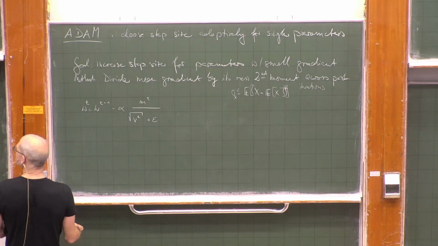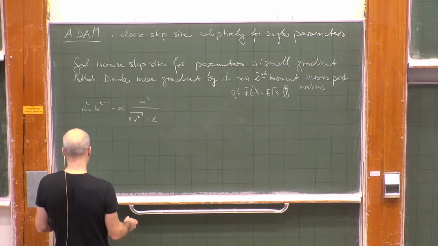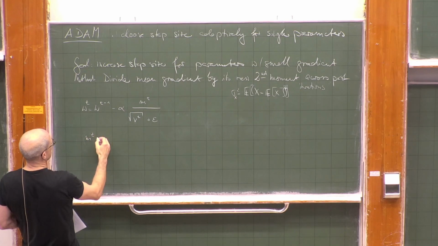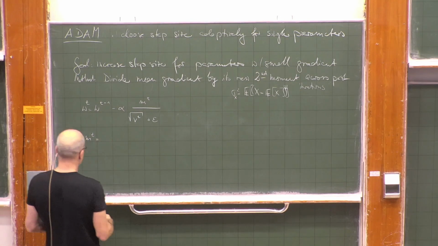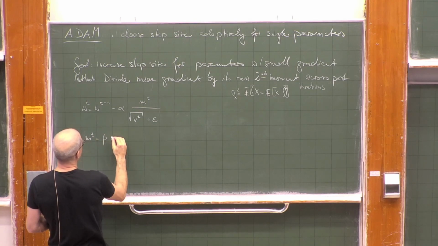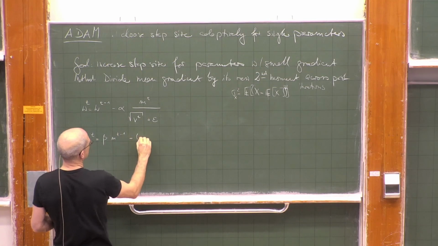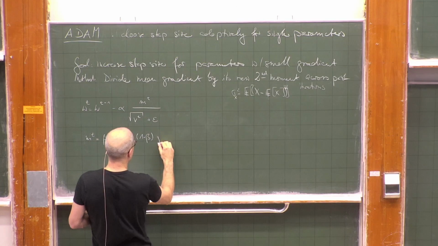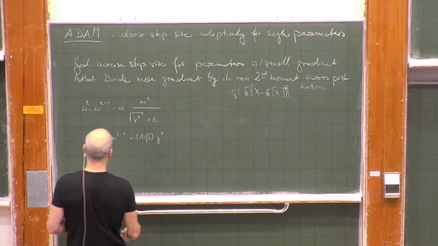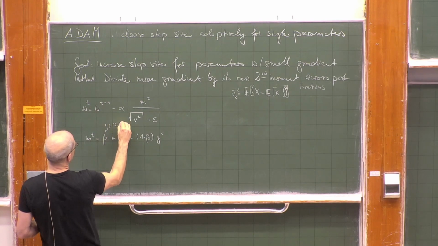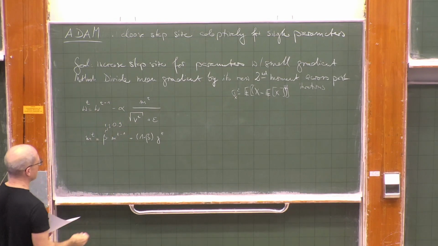And just as we saw previously, the m_t, our mean gradient, is given by beta times the mean gradient at time t minus 1 plus 1 minus beta times the gradient at time t. And this beta can again be, for example, around 0.9.